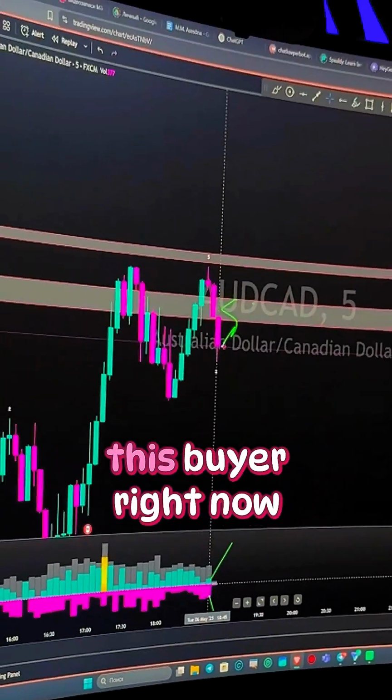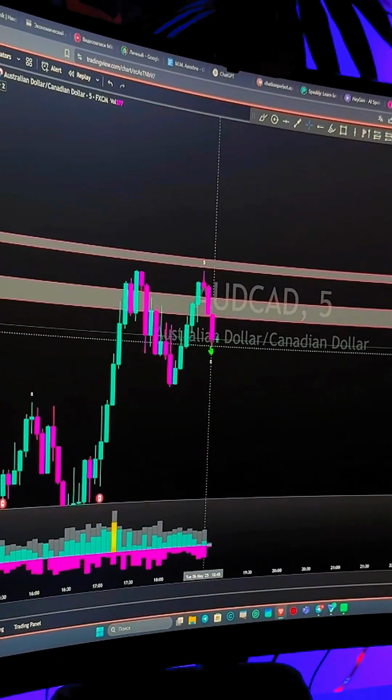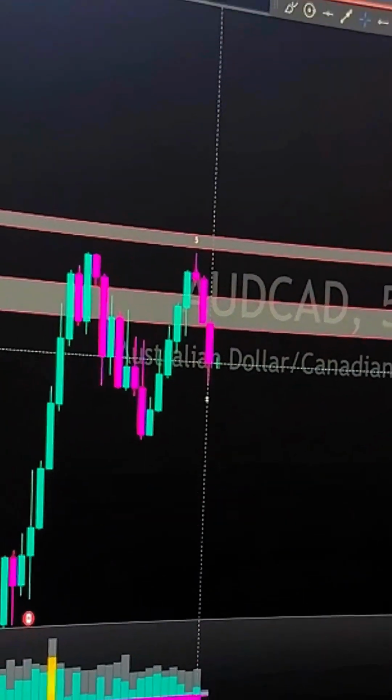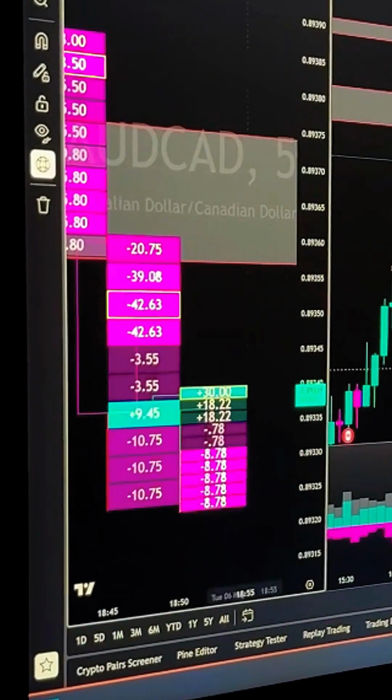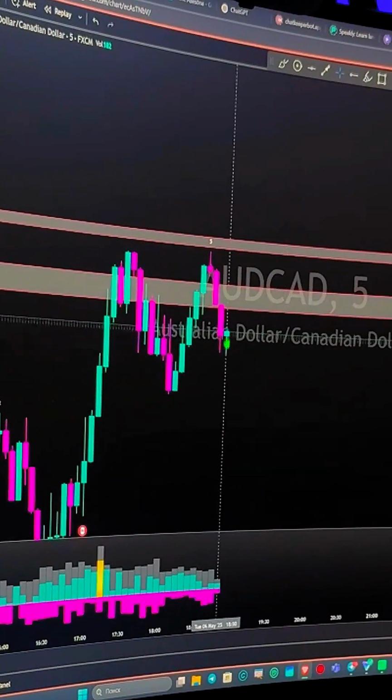I should be observing this buyer right now, but I don't see the buyer, I see a cross. We're closing on the buyer. All the volume was at the top, the area of interest closed lower. Honestly, I'm confused. I don't know what to do. There are many questions, no answers.